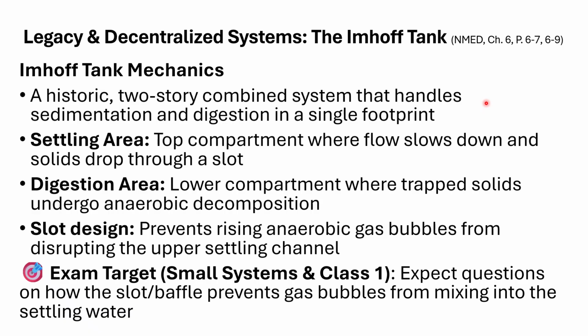So these Imhoff tanks, they're two-story combined systems, just like the combined sedimentation and digester unit we just looked at. They're going to have those two processes in a single footprint, so a single structure. The top is the sedimentation. It's a settling area, just like we talked about with the package plant. That's where the flow is going to slow down. We've got a slot at the bottom of that clarifier or settling basin, and the sludge is going to drop down through the slot into the digestion area. That's the lower compartment.